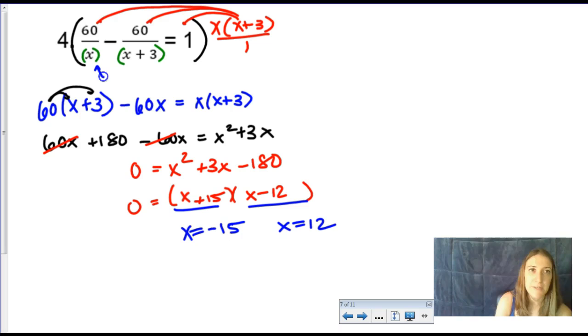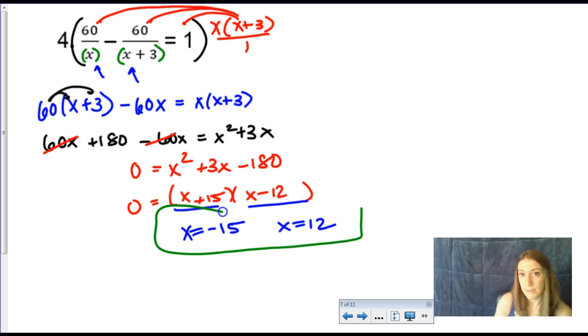And if I look at my denominators, 0 is an excluded value and negative 3 is an excluded value, neither of which I got. So what are my solutions? They are both negative 15 or 12 is also a solution.